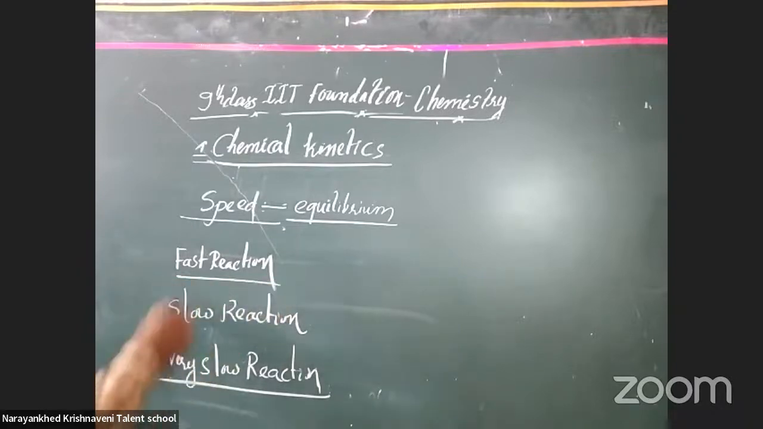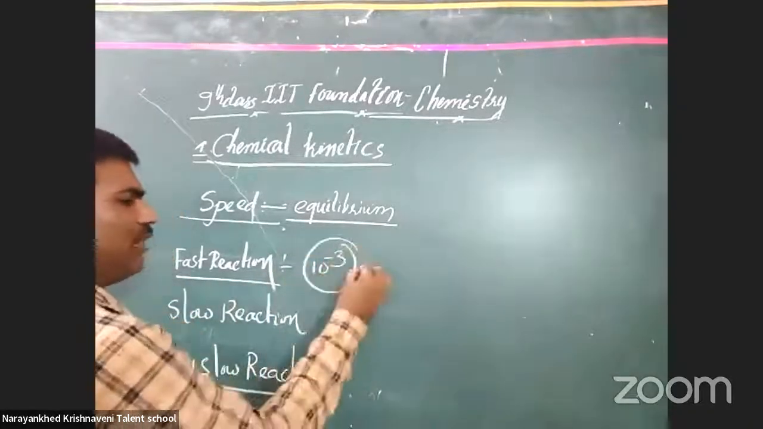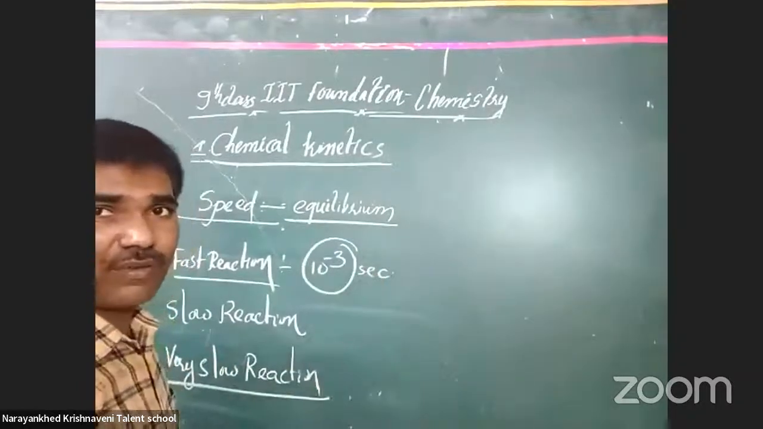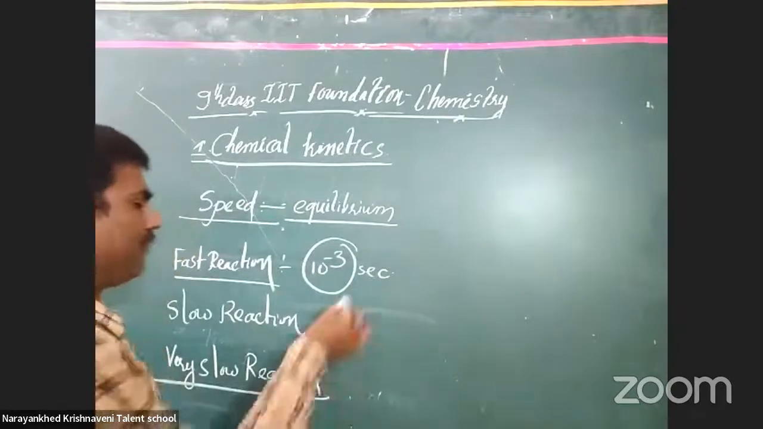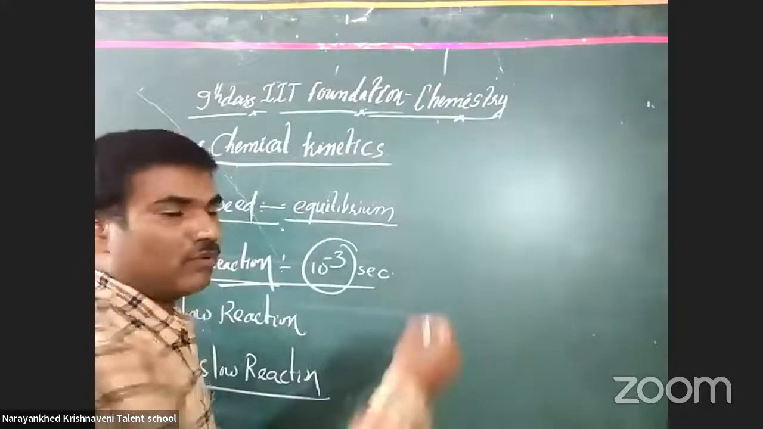Which one is called a fast reaction? Some reactions are completed in 10 to the power of -3 seconds, in microseconds or nanoseconds also. Okay, clear or not? That type of reactions are called fast reactions. I hope you got it. Especially ionic reactions like neutralizing reactions, and you know very well what a neutralizing reaction is, na?